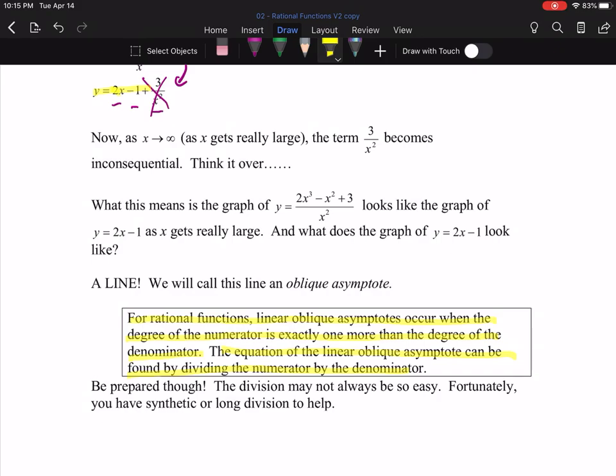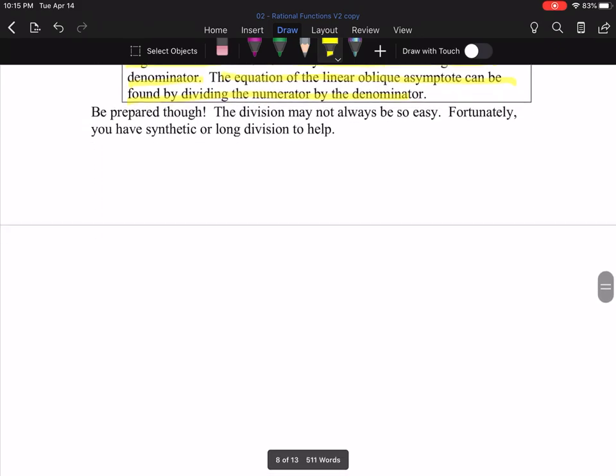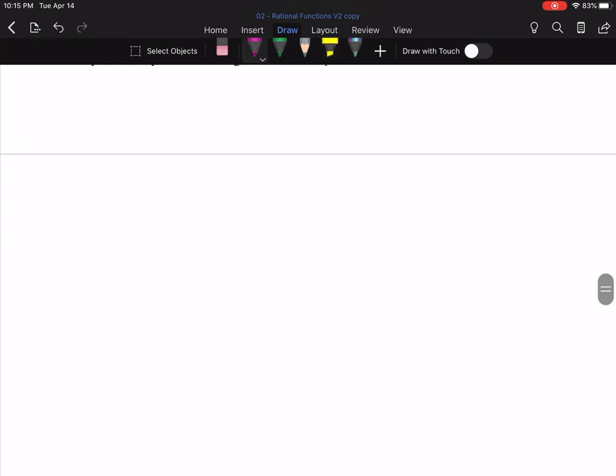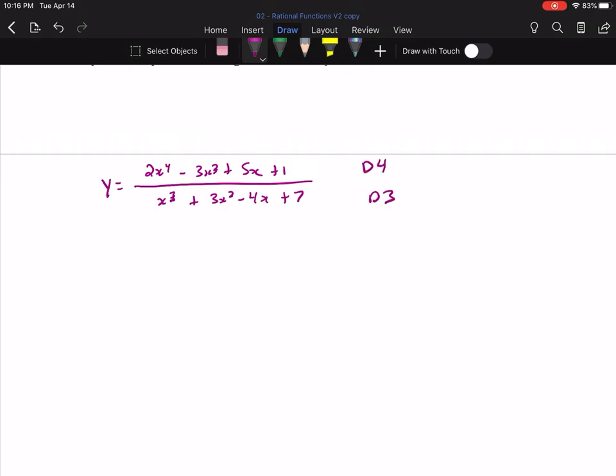I made a really easy one to try and explain what was happening, but fortunately we have synthetic or long division to help. What I mean by that is I'll make up a really scary one. y equals 2x to the power 4 minus 3x cubed plus 5x plus 1 divided by x cubed plus 3x squared minus 4x plus 7. Really, really scary looking. But to find the linear oblique asymptote, how do I know it's going to be a linear oblique? Degree 4, degree 3. It's exactly 1 more.